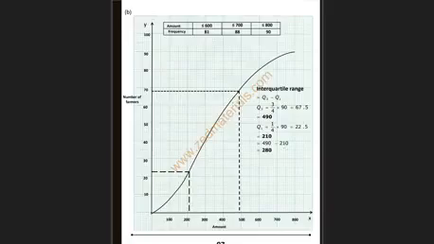Then if the question had asked you to find the semi-interquartile range, the procedure would be the same, but since it has mentioned semi, it means half. So after getting your overall answer here, simply divide it by 2. I hope on the interquartile range everything is clear.